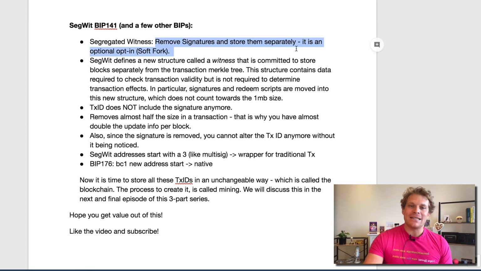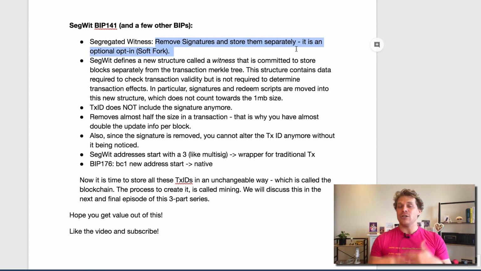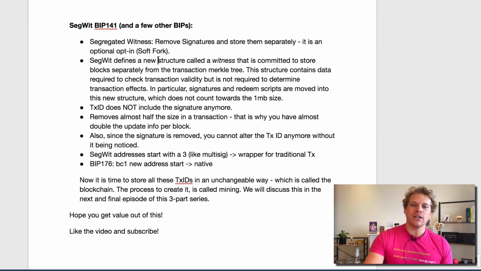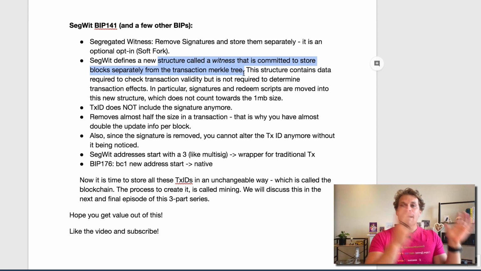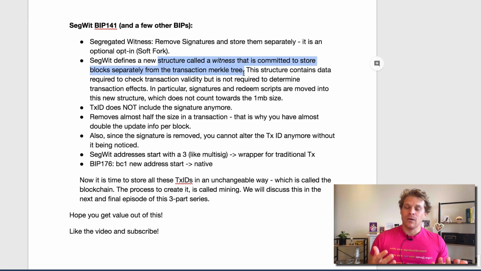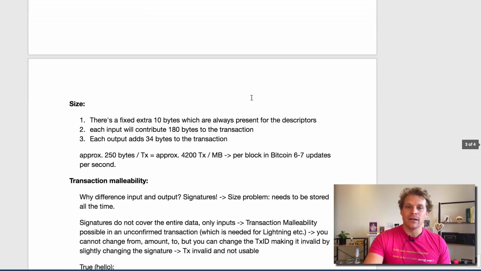The cool thing is it's a soft fork. It's an optional opt-in, so people don't have to do it. But obviously, it's quite an advantage. It creates a new structure called the witness that is committed to store blocks separately from the transaction Merkle tree, something we're going to be discussing with the blockchain in the next episode. And the great part about this is that because it's stored separately, it's just the signatures, we can then have more space in there per transaction.